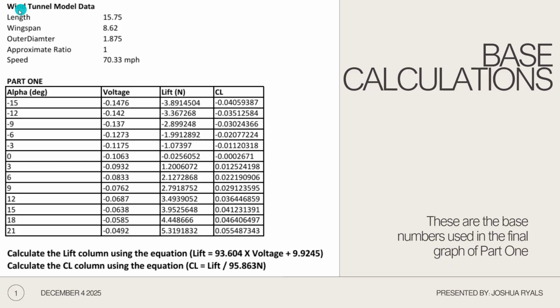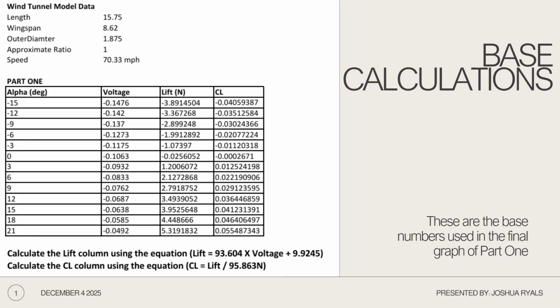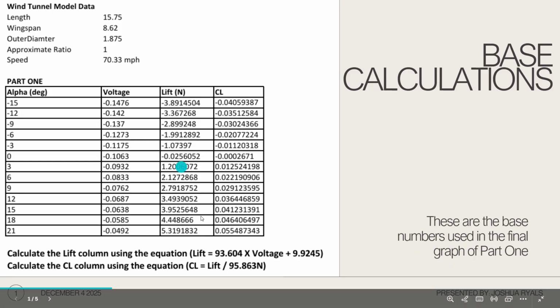So, when we were given this project, we were given this basic information: length, wingspan, outer diameter, approximate ratio, speed, and voltage. Additionally, we were given the base, the first information number for lift, and our coefficient of lift. We were told to calculate the rest using the base formula given here, which I was able to do. The information was pretty simple. The calculations were all provided, and simply inputting the numbers into Excel gave me the correct answer for this one.